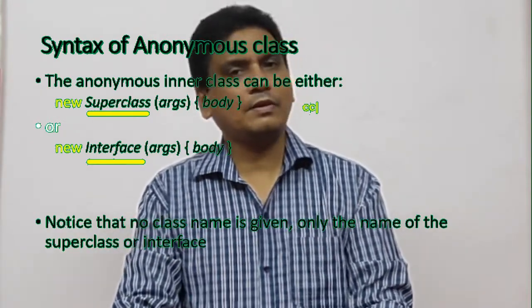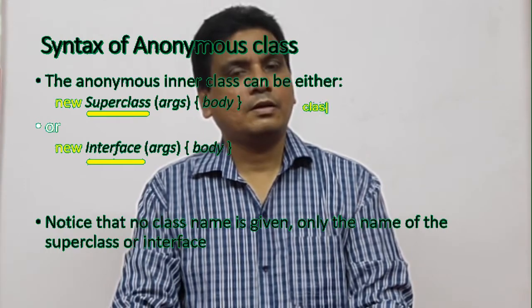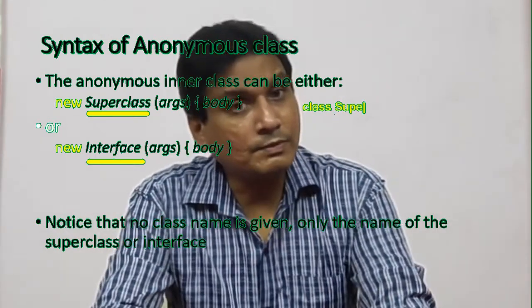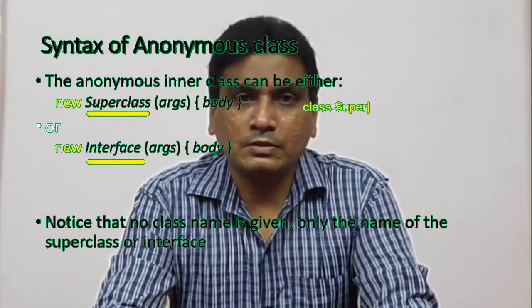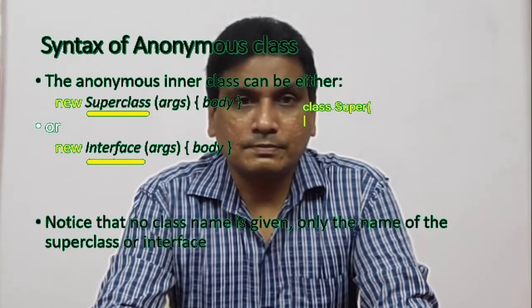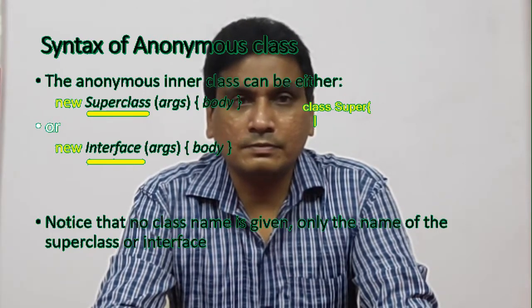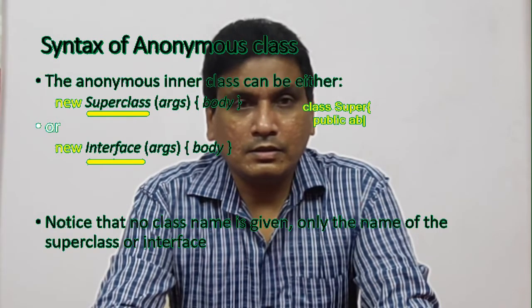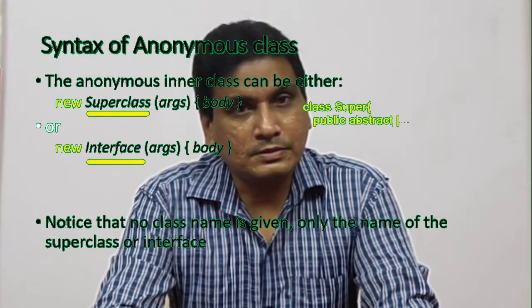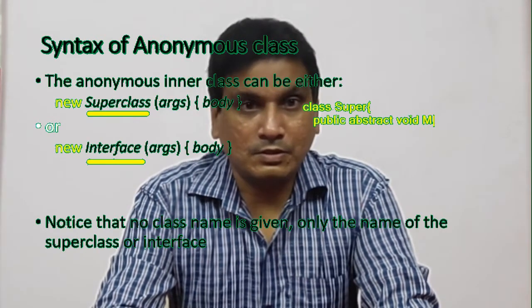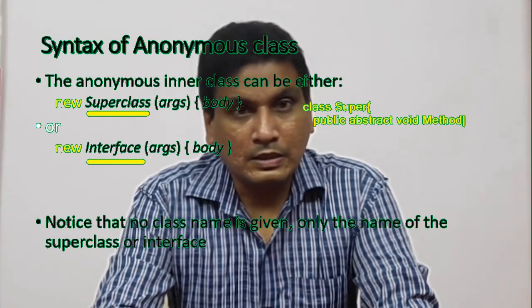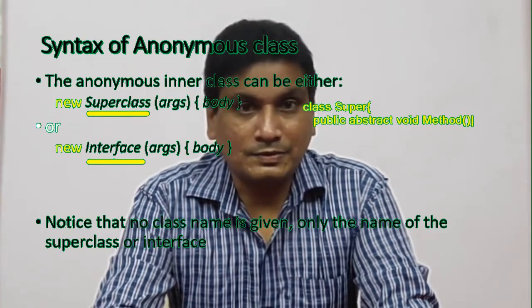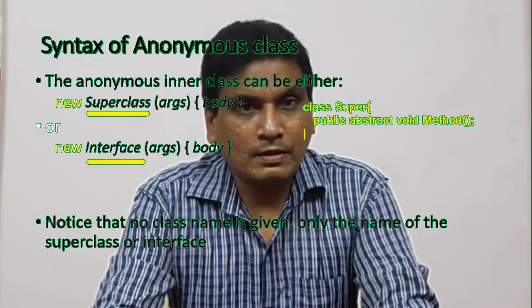Suppose I have a class called, say, Super, and then I have a method inside this. Let me call it a public, abstract method, and it's not going to return anything. So let's say I have a method.